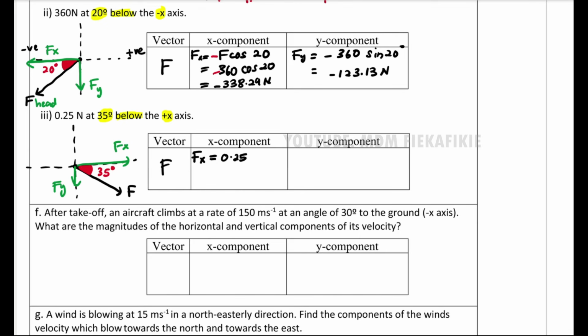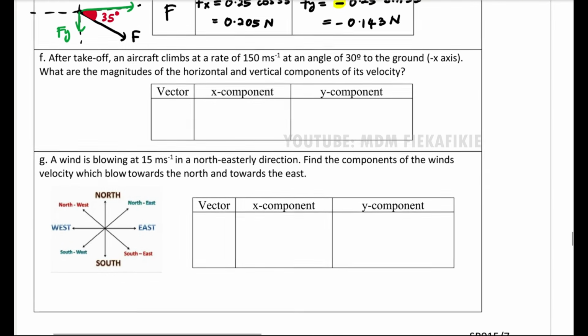And the direction is to the right, so it is positive Fx. 0.25 cos 35 degree. Okay, so press the calculator, you will get the answer 0.205 Newton. For Fy, it must be negative because the direction is downward. So it will be 0.25 sin 35 degree. So the answer is negative 0.143 Newton. Okay, so we finish that one.